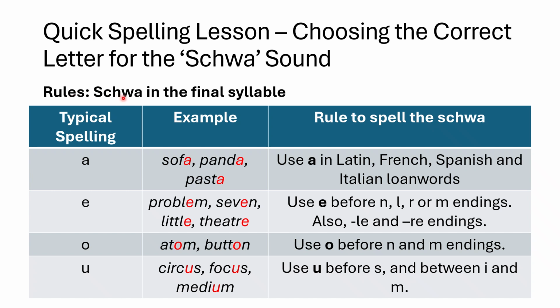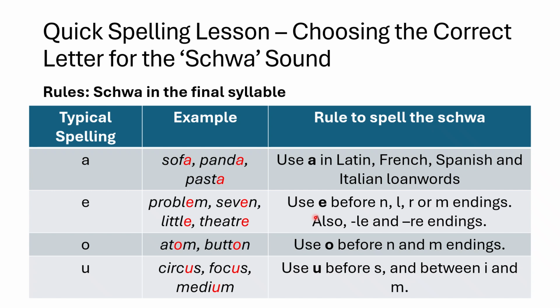Rules for spelling the schwa in the final syllable. These rules are not strict. Remember, it is most important to listen for the unstressed syllable, think of the root word, and use morphology. Typical spelling for the letter A. Use A in Latin, French, Spanish, and Italian loanwords. For example, sofa, panda, pasta.